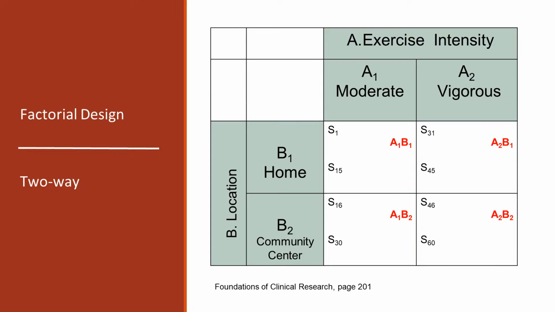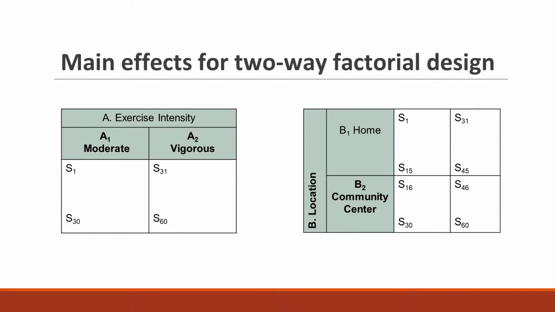The 2 independent variables are completely crossed in this design, which means that every level of one factor is represented at every level of the other factor. Each of the 4 groups represents a unique combination of the levels of these variables. This design allows us to ask 3 questions of the data. 1. Is there a differential effect of moderate versus vigorous exercise? 2. Is there a differential effect of exercising at home or at a community center? And 3. What is the interaction between intensity and location of exercise?